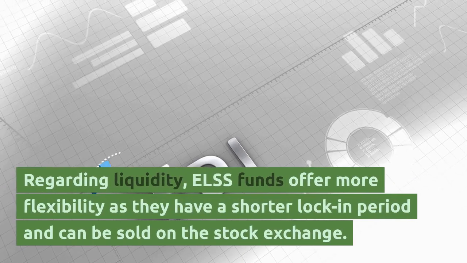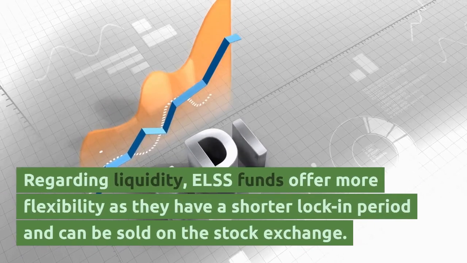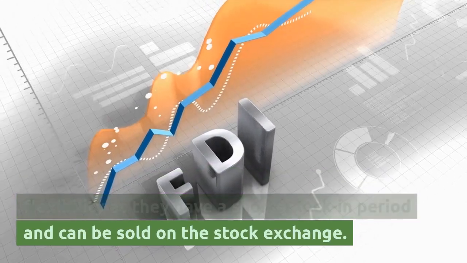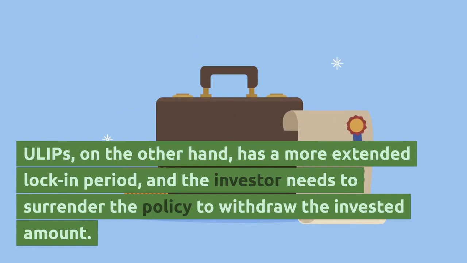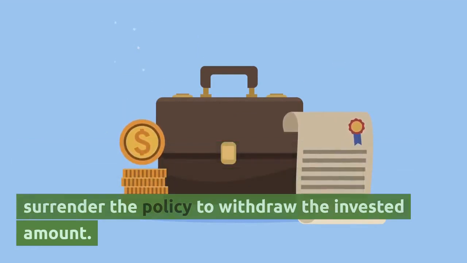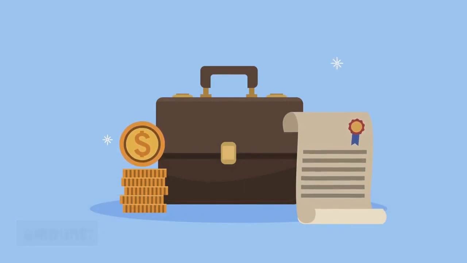Regarding liquidity, ELSS funds offer more flexibility as they have a shorter lock-in period and can be sold on the stock exchange. ULIPs, on the other hand, have a more extended lock-in period, and the investor needs to surrender the policy to withdraw the invested amount.